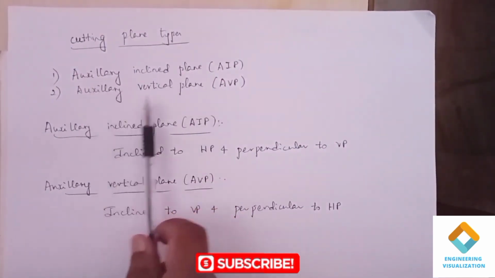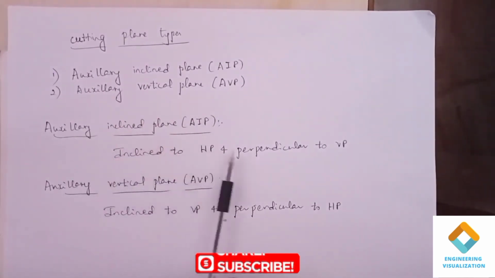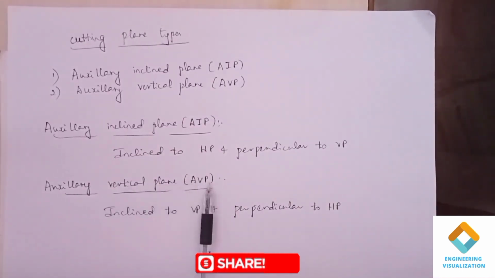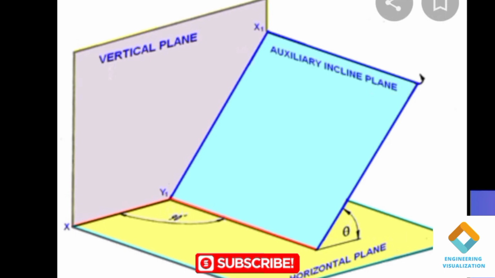We define the auxiliary inclined plane as a plane which is inclined to HP and perpendicular to VP. An auxiliary vertical plane is a plane inclined to VP and perpendicular to HP. The auxiliary inclined plane is a reference plane which is perpendicular to the vertical plane and having inclination to the horizontal plane. You can see clearly in the diagram, it is exactly 90 degrees to the vertical plane and having inclination to the horizontal plane. So this is our auxiliary inclined plane.